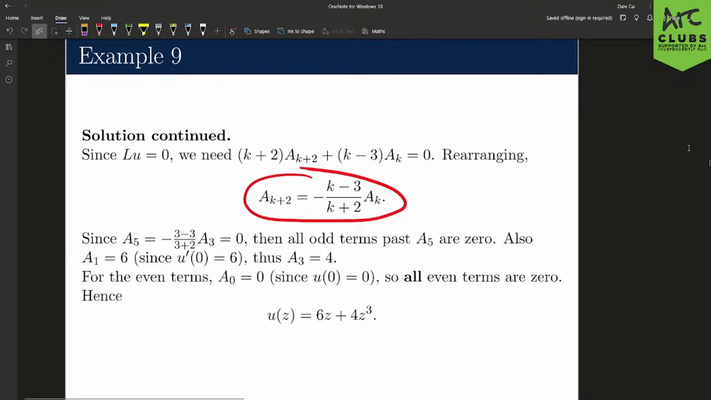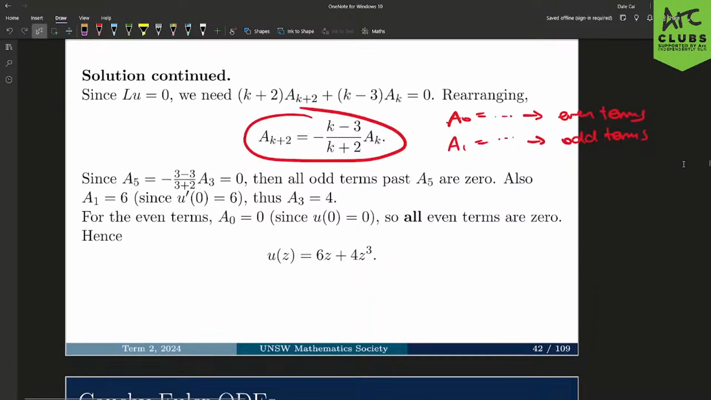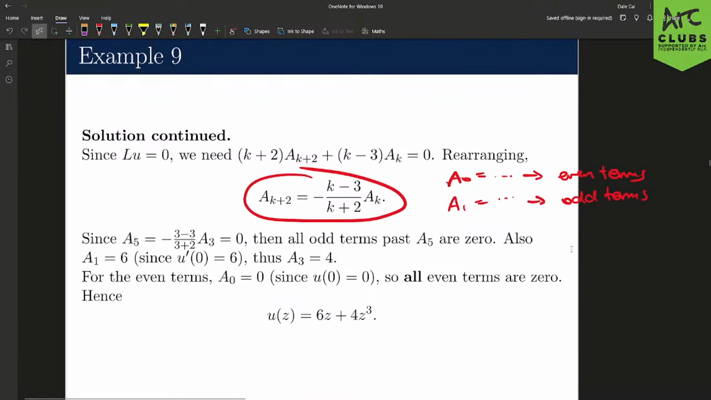Okay, and then at this point, we already kind of have a general solution, right? Depending on what A0 and A1 are equal to, then using this recursion, we can always jump 2 terms ahead. So this one will give us all the even terms. This will give us all the odd terms. And the way we find out what A0 and A1 are is we use the initial values.